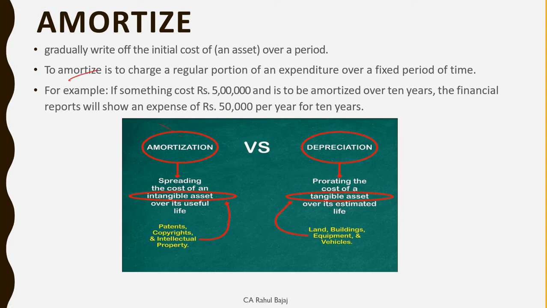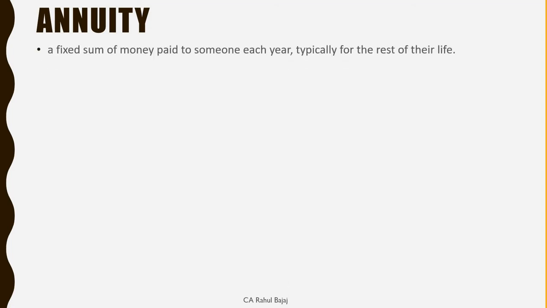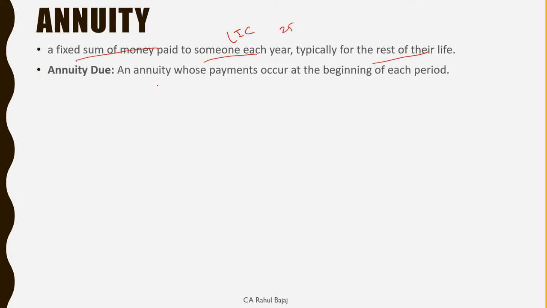So the next point is annuity. What is the meaning of annuity? Annuity is a fixed sum of money paid to someone each year, typically for the rest of their life. Have we seen payments to LIC? People pay for LIC, say, for 25 years or something. So this is annuity. Annuity due is an annuity whose payments occur at the beginning of each period.